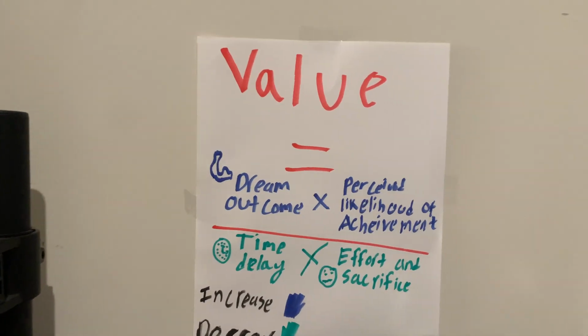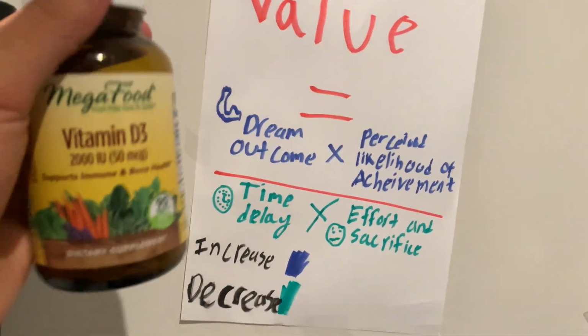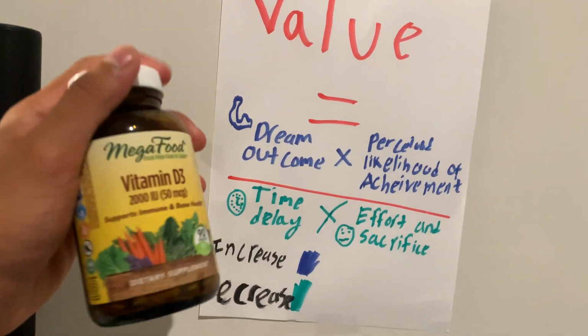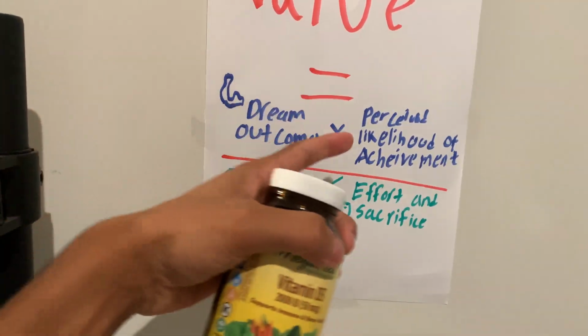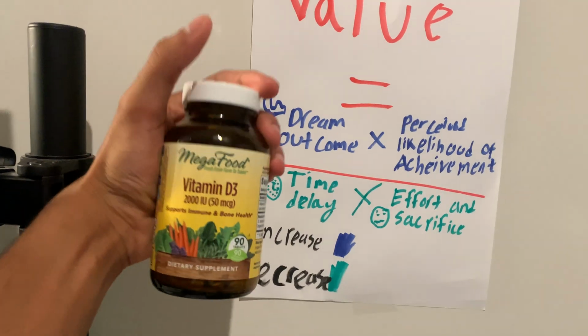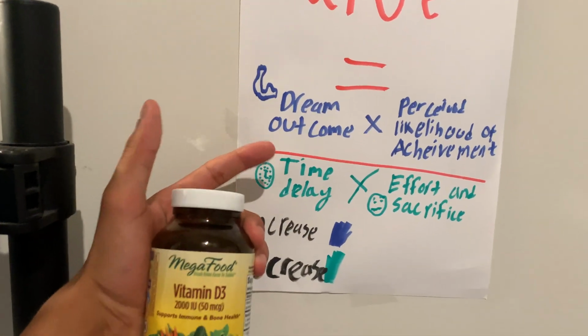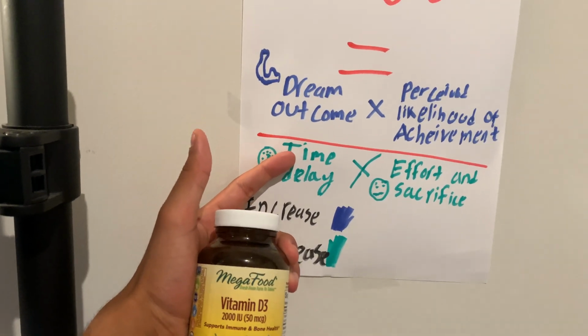To put this in another perspective, let's take vitamin D3, right? So if I wanted the dream outcome, which is I want the benefits of vitamin D3, times the perceived likelihood of achievement, which, okay, if you take vitamin D3, studies show it will improve you, right? This is pretty high. Time delay though, it does take a while to get the results.